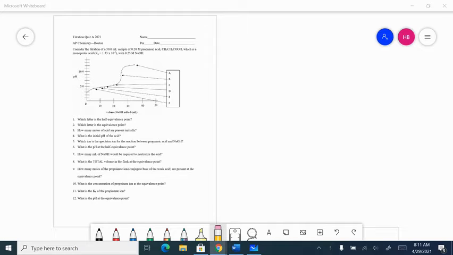Okay, AP Chem, we're going to go over the answer key for the titration quiz. First of all, there's a few things that were confusing, so I get why some of the things were missed. The first one says, which letter is the half equivalence point? Well, the half equivalence point would be halfway between the equivalence point here and the start here. So halfway between there is here.